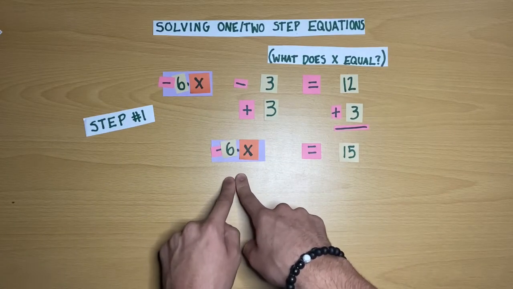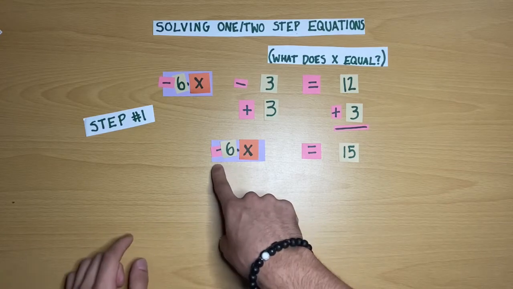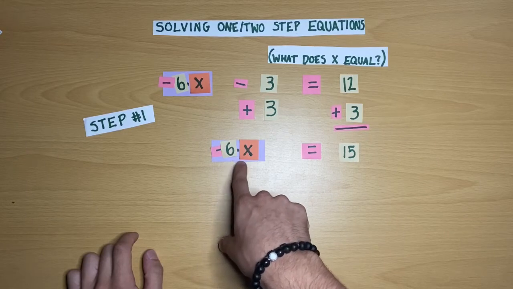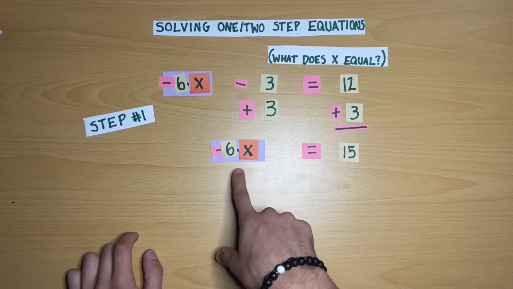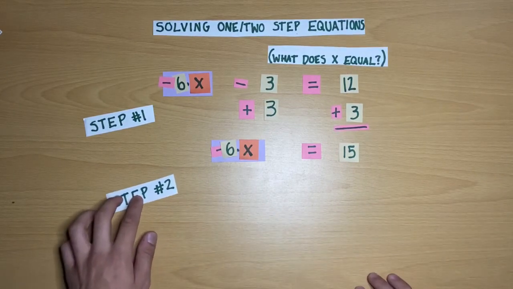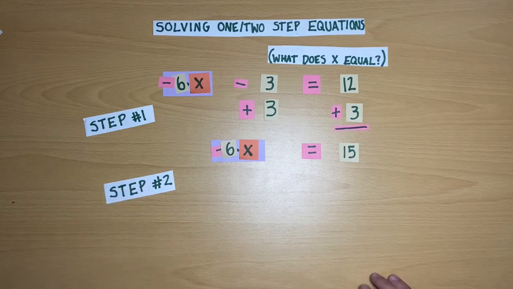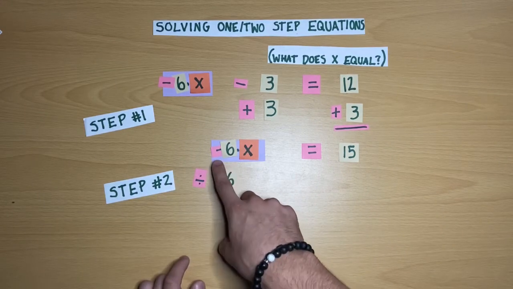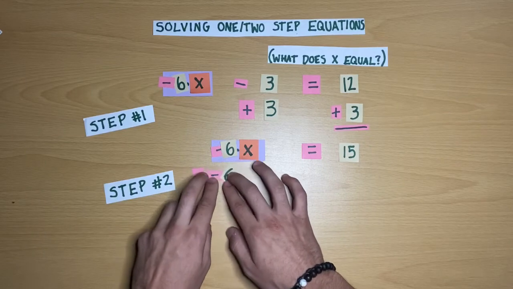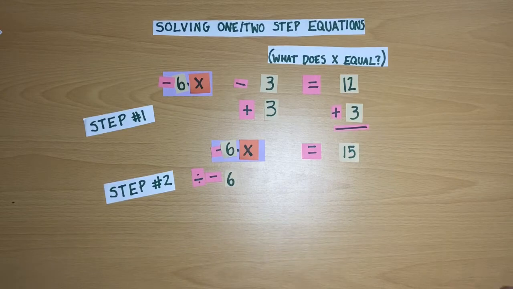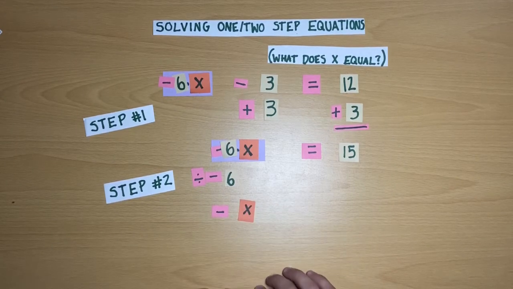So we're almost there. The next thing we need to do is this negative 6 is in the way. So since this is being multiplied, we need to divide by negative 6. That way we're left with x by itself. So that'll actually be our second step. We want to divide by negative 6, and it is very important that we do this negative 6, because if we were to do negative 6 divided by 6, you would be left with negative x, not positive.